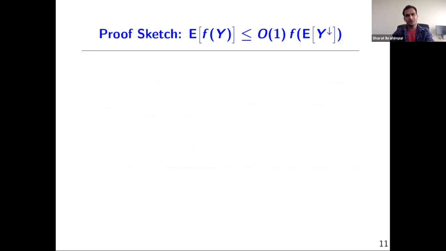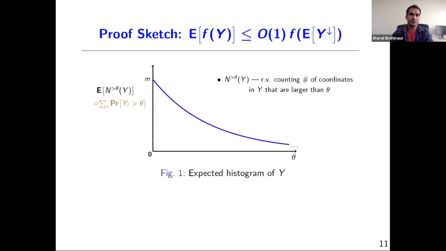Over the next 2 slides, I'll sketch a proof of our main theorem, which states that the expected norm of a random product distribution is within order 1 of the norm of its expected sorted vector. Let the random variable n denote the number of coordinates in y that exceed a threshold theta. The blue curve shown below is a plot of the expected value of n against theta.